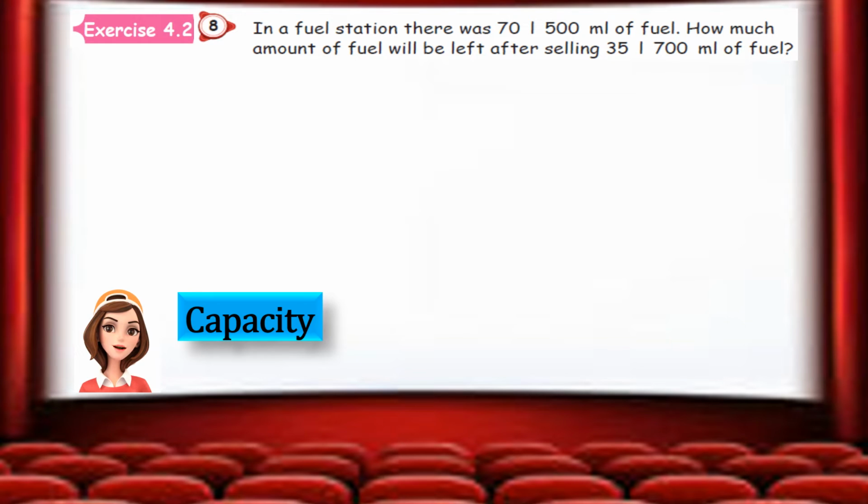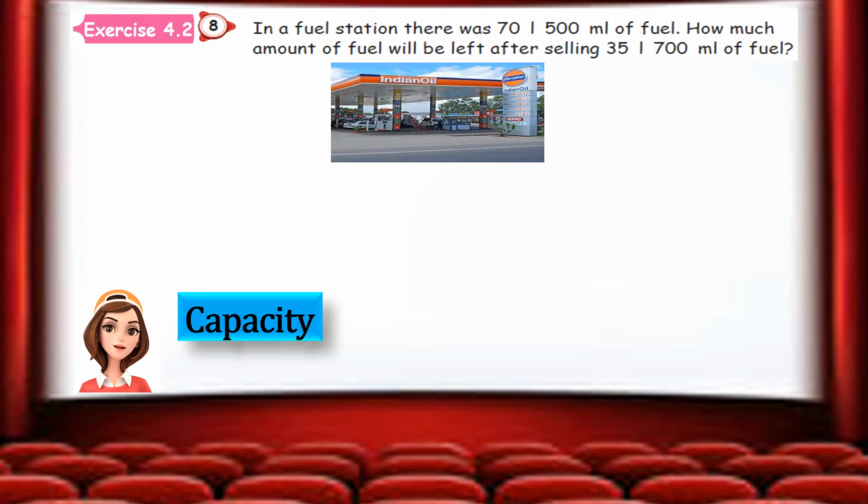Eighth sum, in a fuel station, there was 70 liter 500 ml of fuel. How much amount of fuel will be left after selling 35 liter 700 ml of fuel? So what have they said here? In a fuel station, there was 70 liter 500 ml of fuel. See here, not only groundnut oil, coconut oil, juice, water, milk, not only that, this fuel also comes under the liquid category only. So we have to follow the capacity.